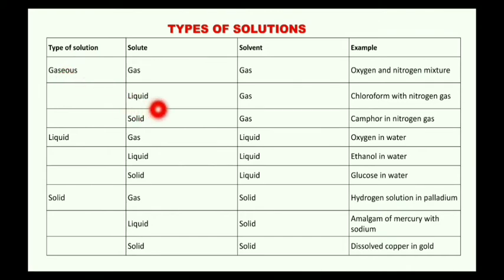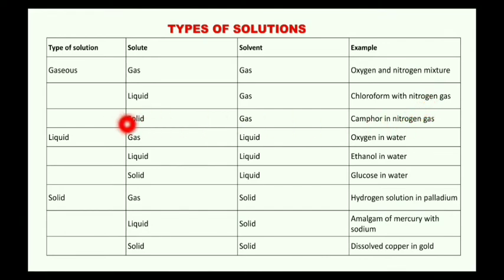Similarly, the second type of solution is where the solute is in liquid state and the solvent is in gaseous form. So the liquid, which is the solute, is dissolved in the gaseous solvent. The example is chloroform, which is a liquid, dissolved in nitrogen gas. So this is an example of a gaseous solution where a liquid solute is dissolved in a gaseous solvent.